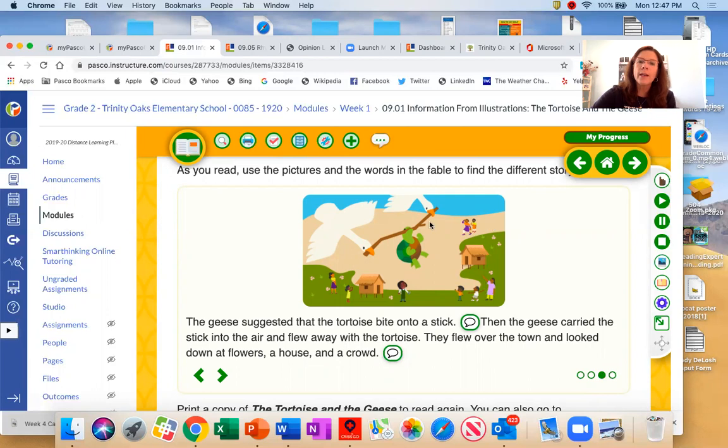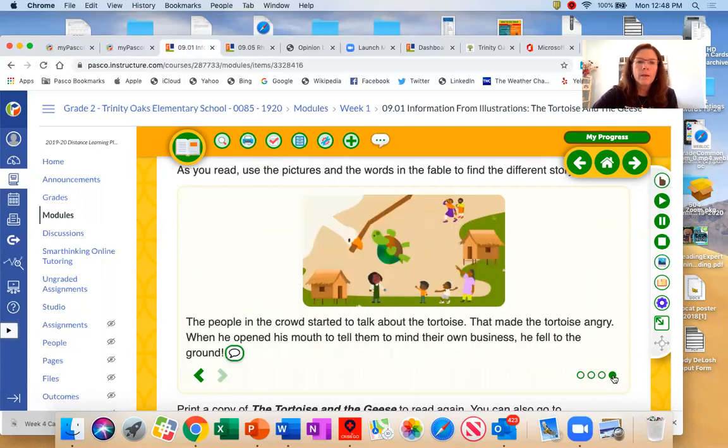So here the geese are, they're trying to help him out. They're like, we're going to take you to some water. But you see all these people down here, they're like looking up, and the tortoise, the way he's hanging on is by using his mouth. The people in the crowd started to talk about the tortoise. That made the tortoise angry. Well, from that information that he was angry, I can imagine the people were not talking nicely. When he opened his mouth to tell them to mind their own business, he fell to the ground. I don't think it felt very well when he fell to the ground.